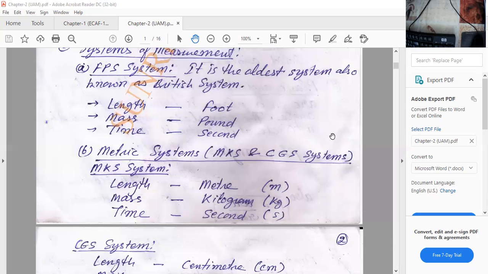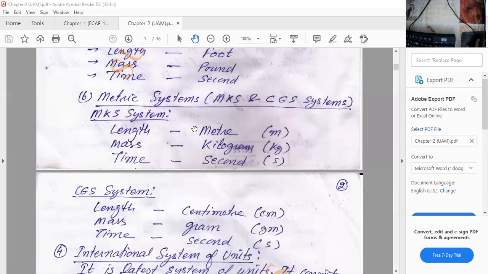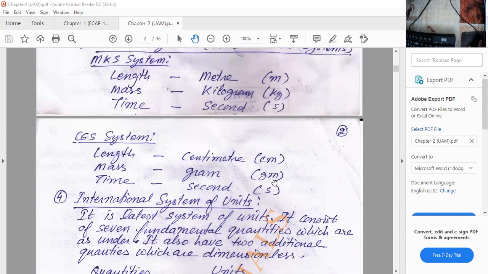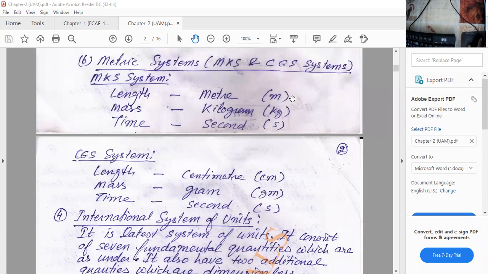But in these two systems also, the fundamental quantities were only three. Those were length, mass, and time, in both the CGS system as well as in the previous system, right? In the CGS system, the units were centimeter, gram, and second. In the MKS system, the units were meter, kilogram, and second, right?